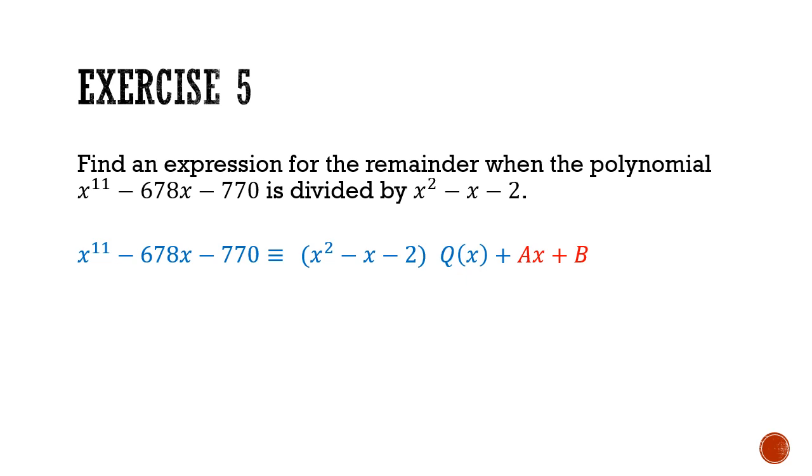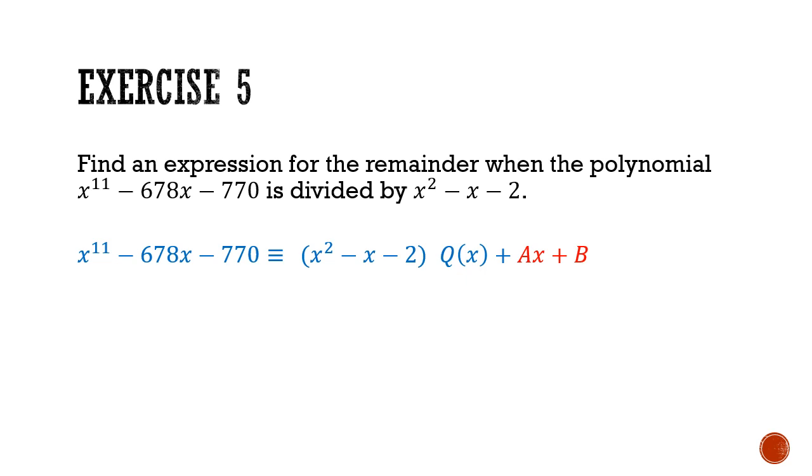The first thing we need to recognize is that the remainder isn't just some number. Because the divisor is a quadratic, the remainder is one degree lower than the quadratic, so it's going to be a linear remainder. That's why the question also hinted that it's going to be an expression, not just some number. The quotient is a degree 9 polynomial, but we don't really care about it. So how can we find ax plus b is the problem.